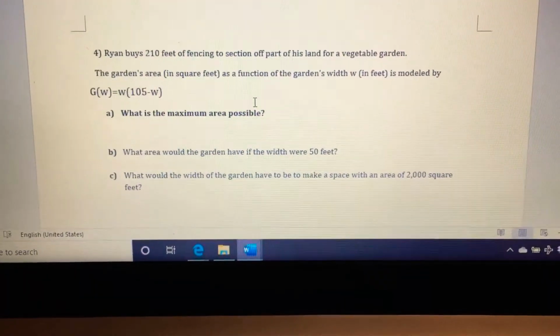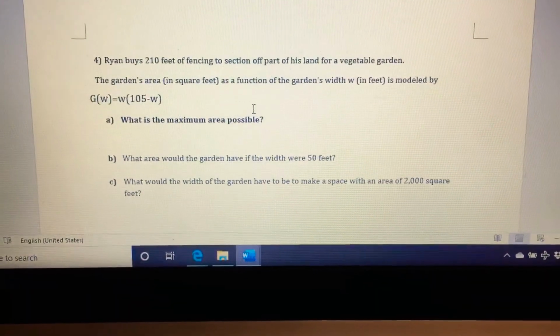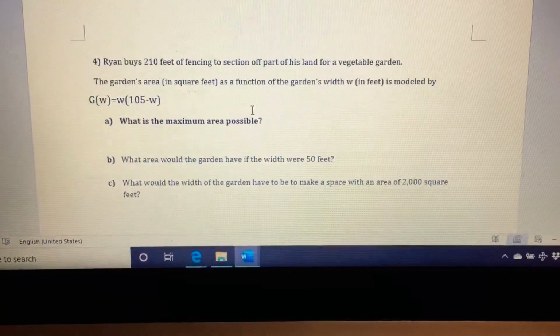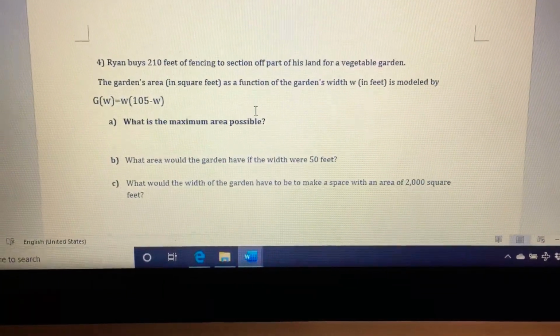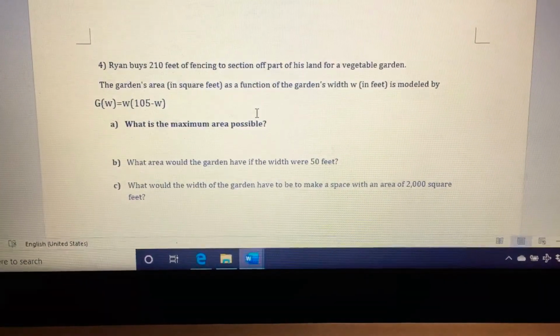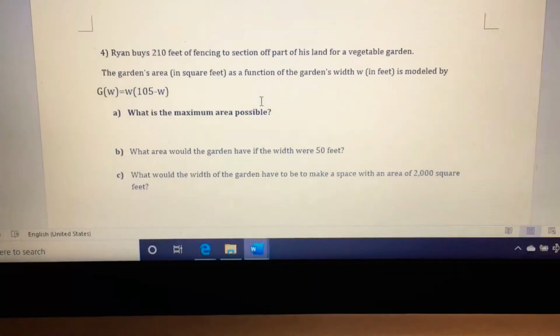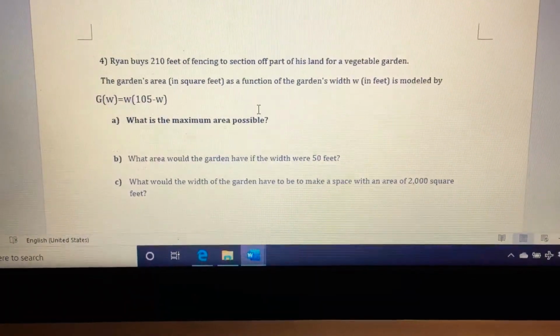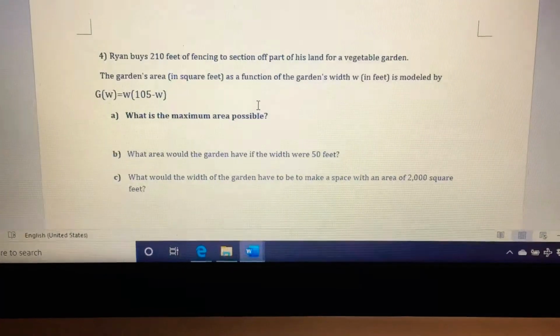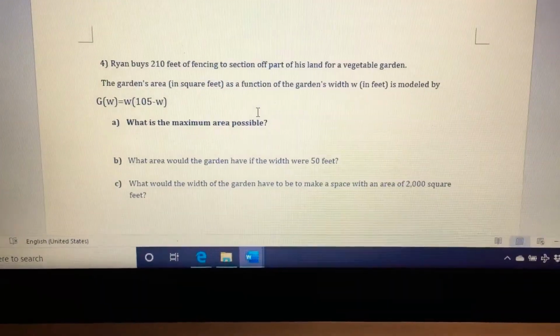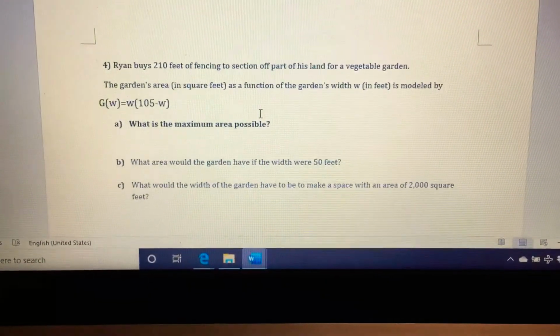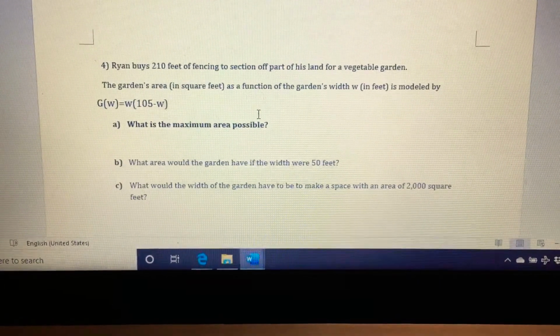The garden's area in square feet as a function of the garden's width, W in feet, is modeled by G of W equals W times quantity 105 minus W. And we're going to take a look at question A, which is what is the maximum area possible? All right. So you want to know what W stands for and you want to know what Y stands for and write that down.